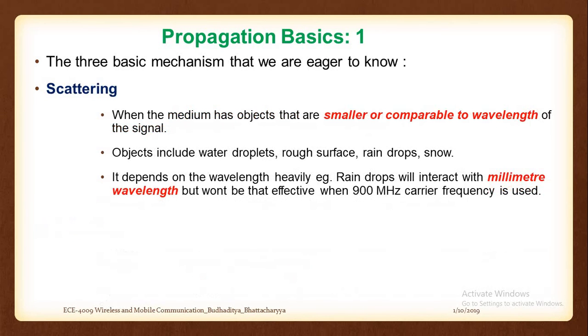And the third phenomenon, which is again very common, is called scattering, where the medium has objects which are smaller than or comparable to the wavelength of the signal. So reflection and scattering are basically the opposite way around. In reflection, the wavelength of the signal is less than the size of the object, and in the case of scattering, the size of the object is much smaller compared to the wavelength of the signal. As you can observe here, the raindrops, the snow on a rough surface, the granules, they will also have a role to play.